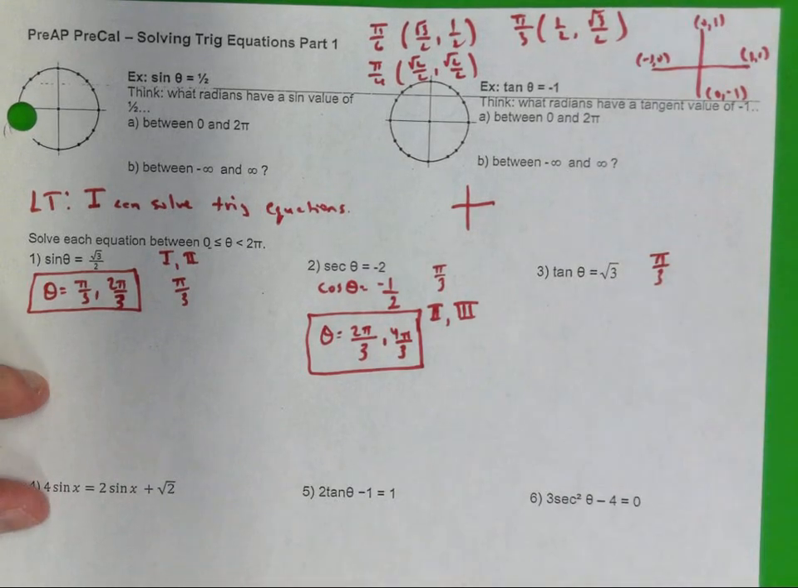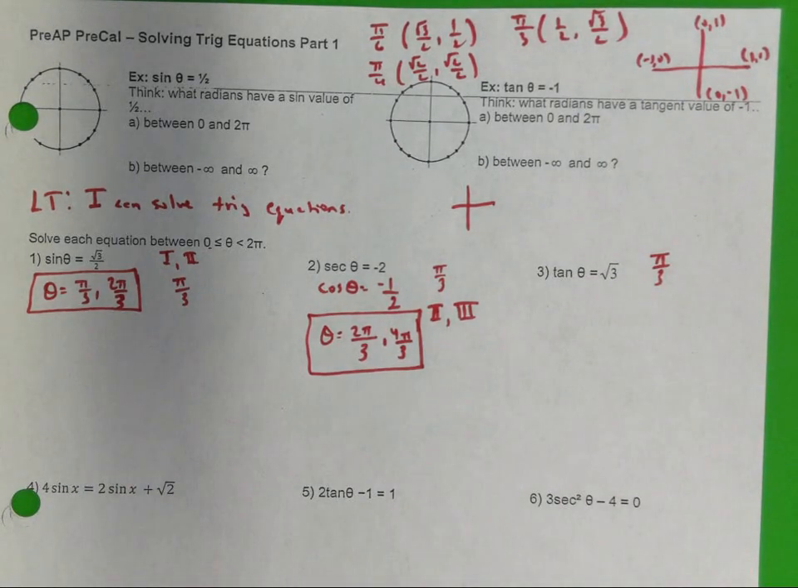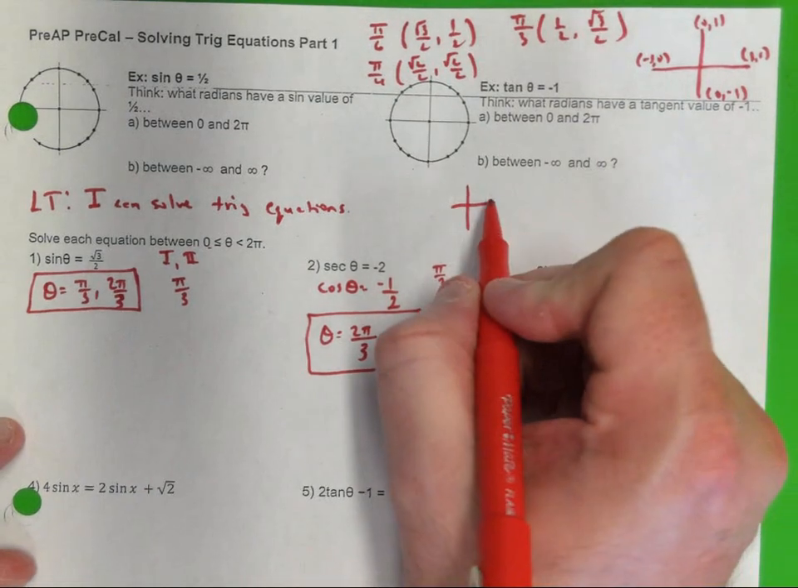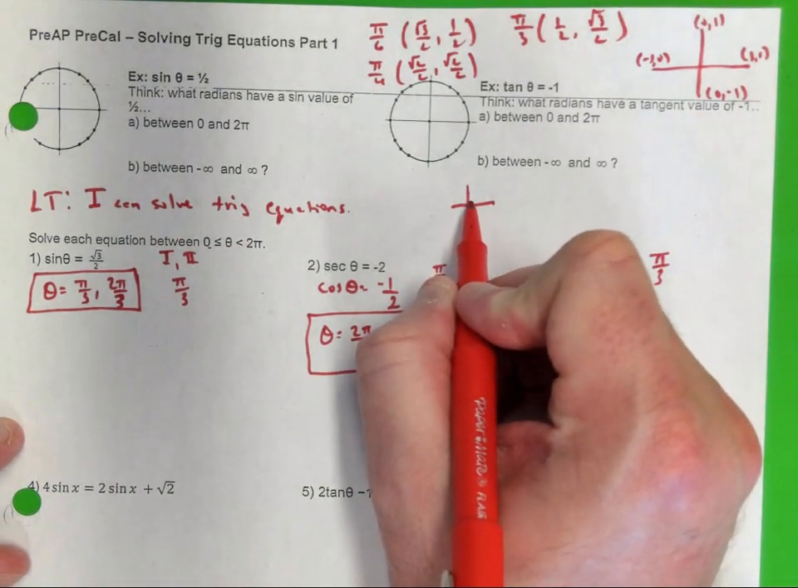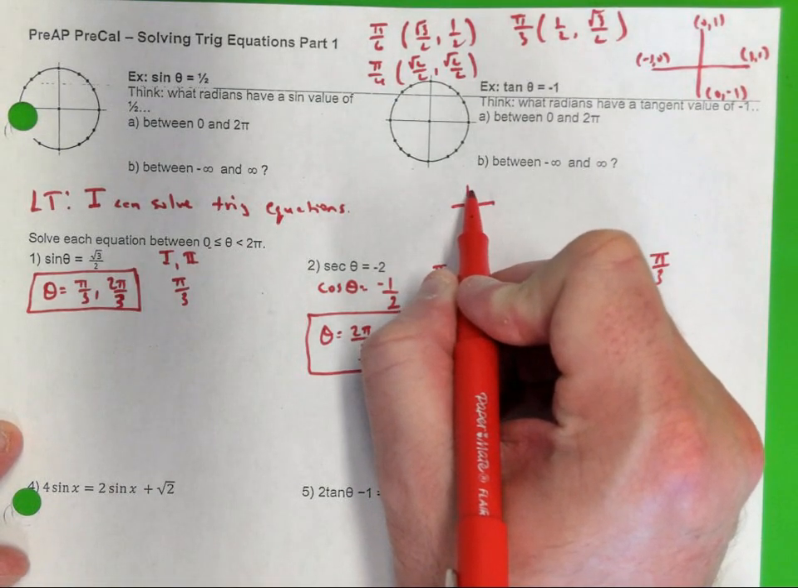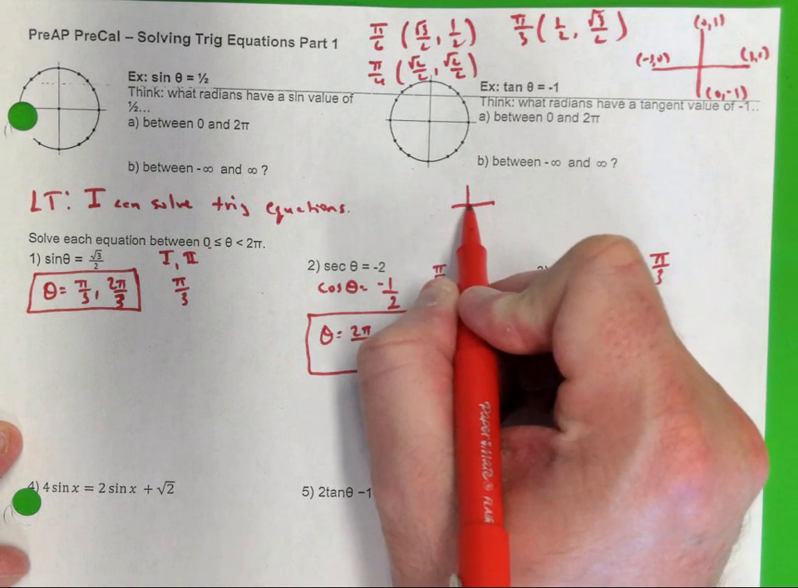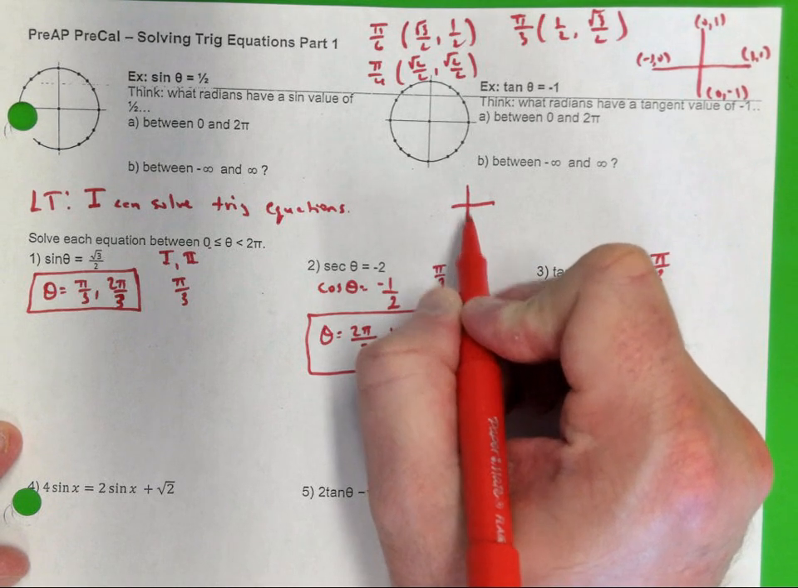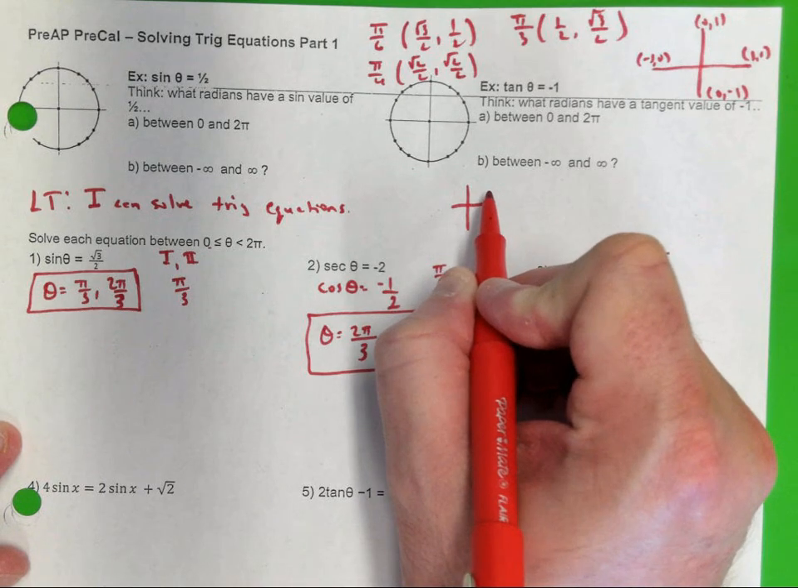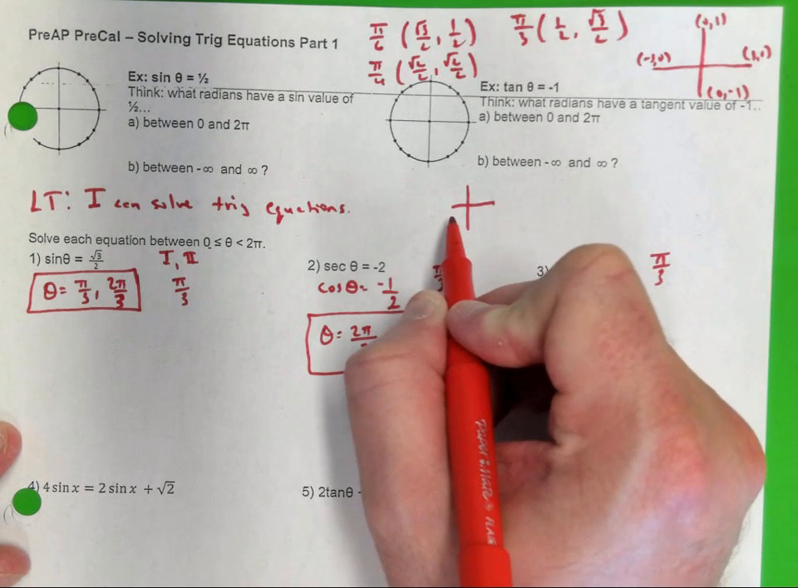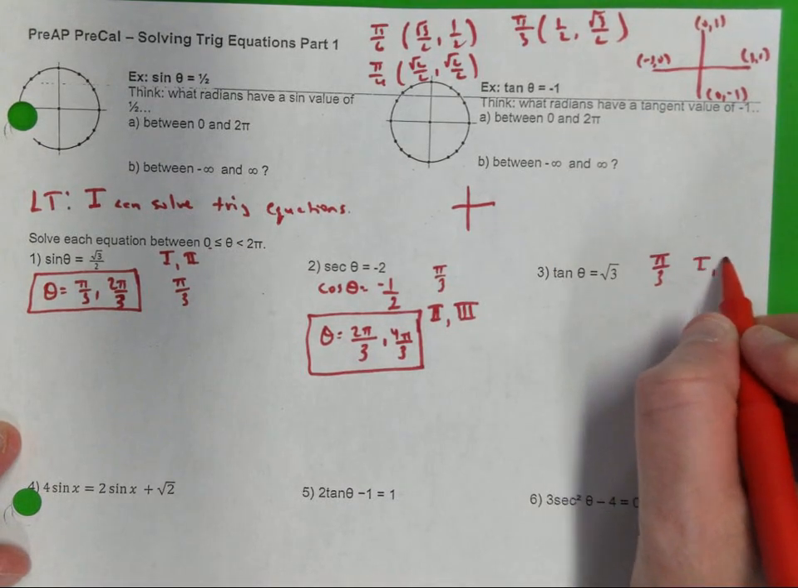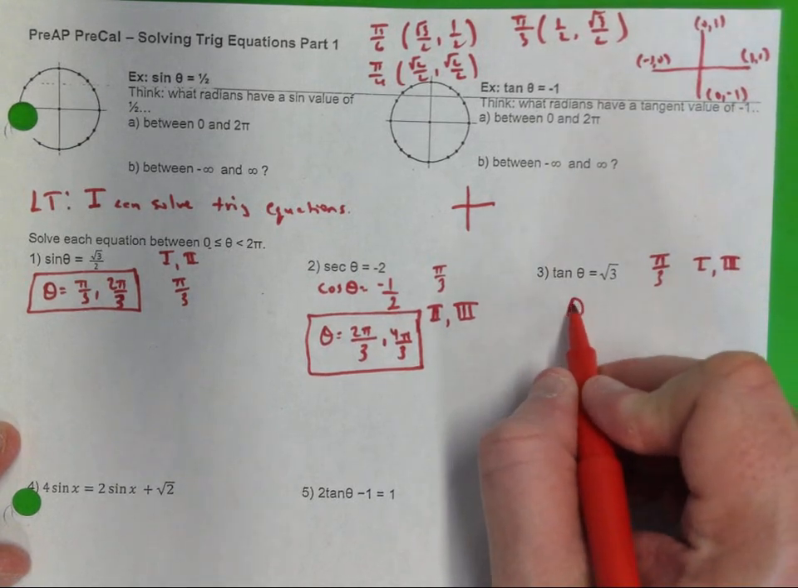Your tangent is positive. Remember, your tangent would be positive in quadrants where the signs are the same. Quadrant 1, your x and y are positive, so a positive divided by positive is positive. In quad 3, your x is negative and your y is negative. A negative divided by negative is positive. So we're looking for family members in quad 1 and quad 3. So I'm going to write that down, quad 1 and quad 3.